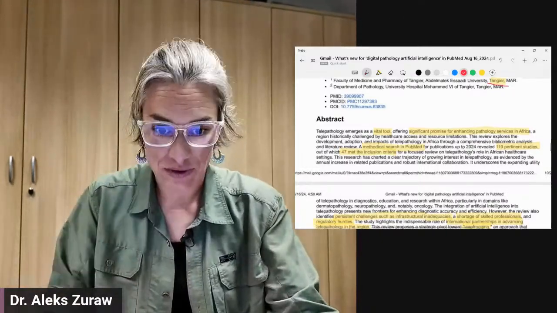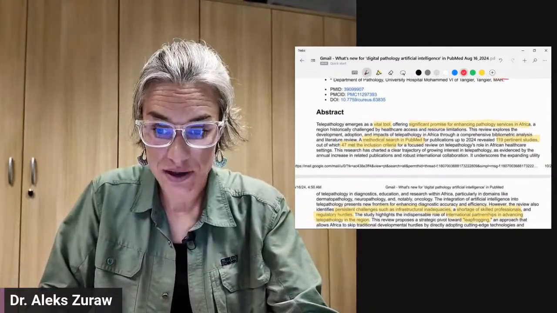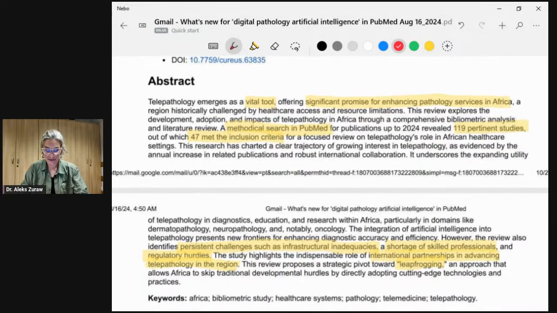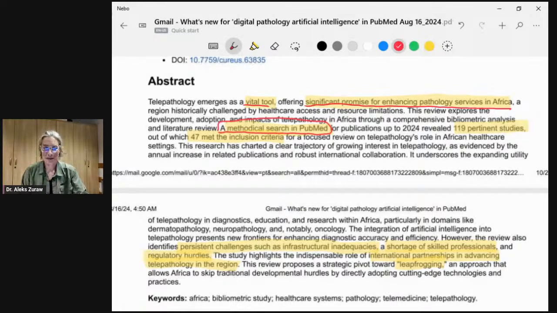And here, going back to our paper, we are talking about what's happening regarding telepathology in Africa. So they say it's a vital tool. It has significant promise for enhancing pathology services in Africa. And they conducted a methodical search in PubMed. And when I saw that, I'm like, you should have used undermind.ai, which is this other tool that I think I mentioned to you one time.